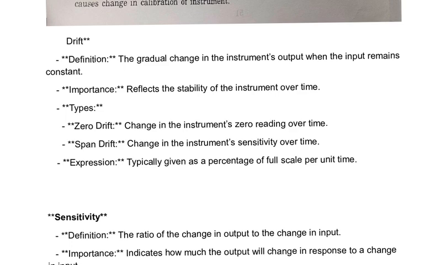In drift, there is a gradual change in the instrument output when input remains constant. The importance of drift is that it reflects the stability of the instrument over time. Zero drift is change in the instrument's zero reading over time. Span drift is change in instrument sensitivity over time, typically expressed as a percentage of full scale per unit time.